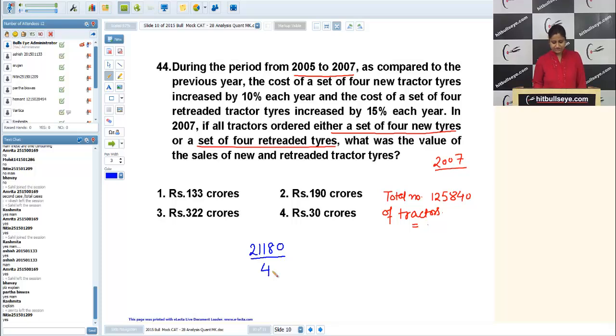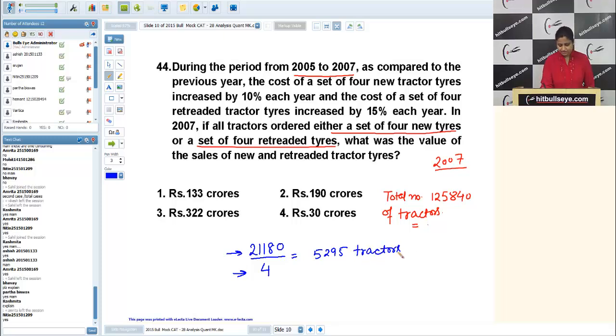So we are considering that all tractors order either a set of 4 new tires or a set of 4 retreaded tires. That is the number of total retreaded tires in 2007, and that is the number of tires in a tractor. So by taking this, we can calculate the number of tractors. Is it okay? It means 5 to 95 tractors.